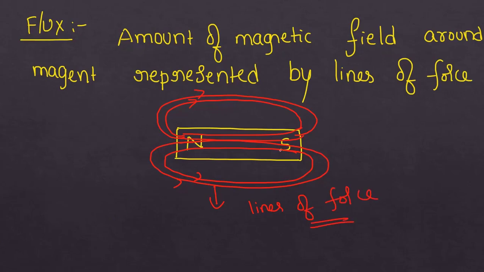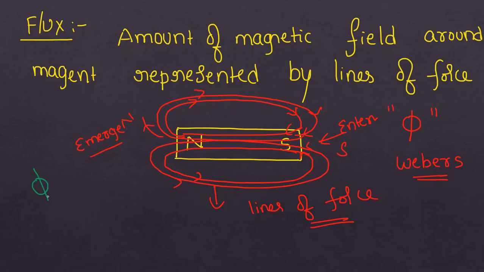It is represented by the symbol phi, and the units are webers. The lines of force always emerge from the north pole and enter into the south pole. One more point: let us suppose the total flux is phi. Then the above portion is phi by 2 and the below portion is phi by 2, half of the flux above and half below.